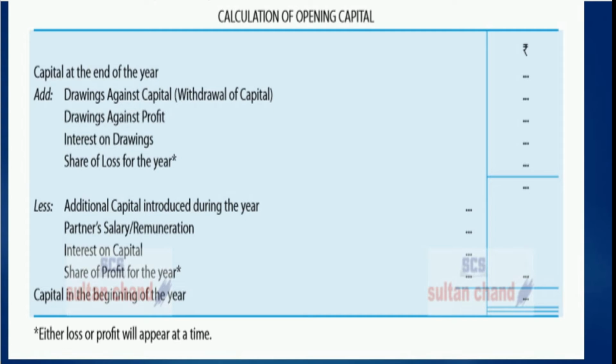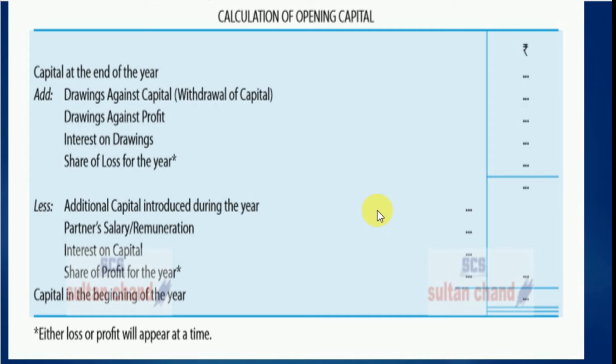As we know, in opening capital, we add the appropriations of the partners like amount of profit, salary or commission paid to the partners, through which the partner's capital account increases, and then we deduct the amount of drawing, interest on drawing, or whatever shares of losses obtained by the partners through the profit and loss appropriation account, then we can get the amount of closing capital.